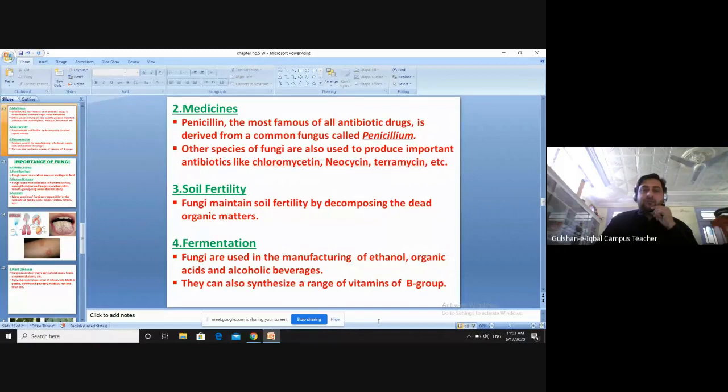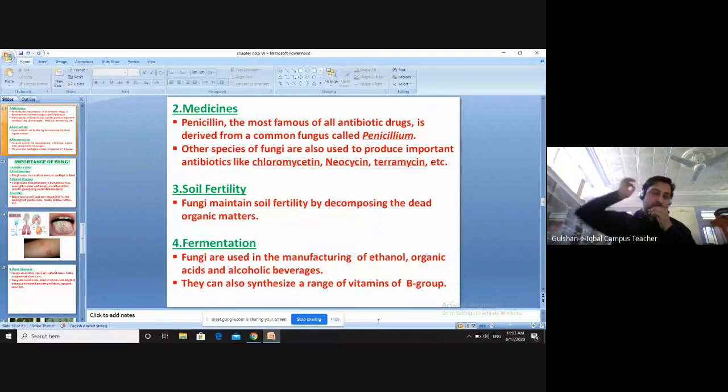When we ferment fungi, when we allow fungus to respire anaerobically, what is it going to form? It is going to form ethanol, that is an alcohol, which we use in the laboratory. Then we can form organic acids like acetic acid and citric acid, which again are used in the laboratory. And then alcoholic beverages, like the wines and beers that are present, are being formed from fungus.